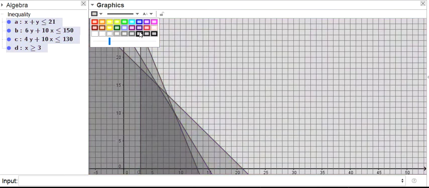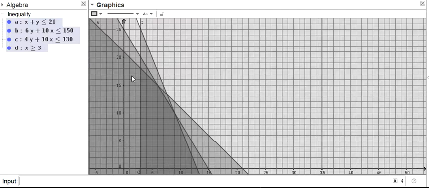I'm going to leave it at grayscale. This region in here that's the darkest of them is all of them overlapped, and that's the one we're looking at. Identifying these vertices is important. For example, I can see X is 3 and Y is 18. So 3, 18 looks like an important vertex. When I graph it, I placed the plot point right there.